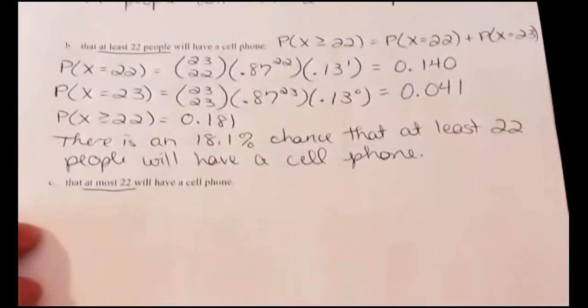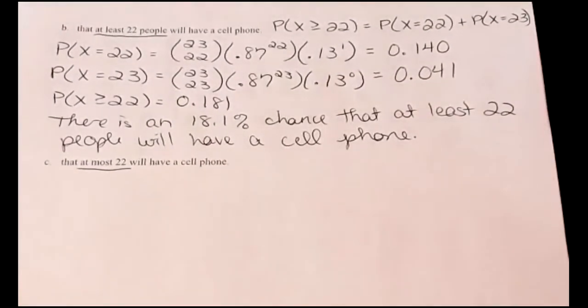Cool, I love it. Now, what do we do for part C? That at most 22 will have a cell phone. My first question before we get into how you dived into it, what does that even mean, at most 22? 22 and everything below it. Yeah, 22 and everything below it. So you mean 0, 1, 2, 3, all the way to 22. Yikes. So you could find the probability of 0, the probability of 1, the probability of 2, all the way to 22, which would probably make you hate everything around you.